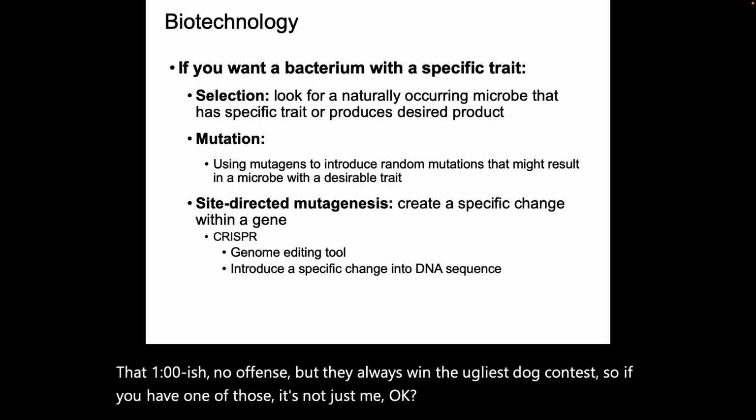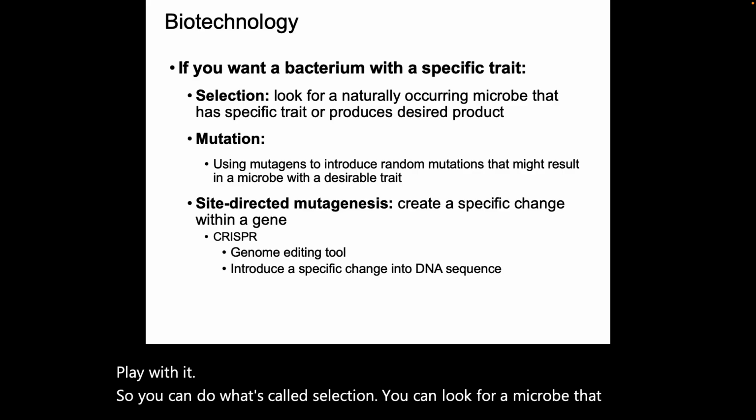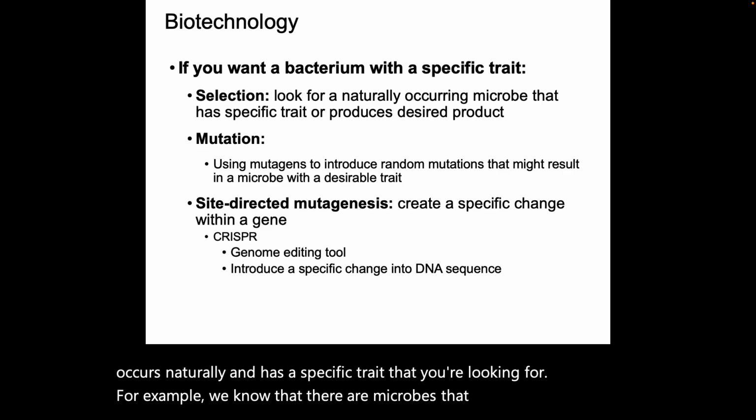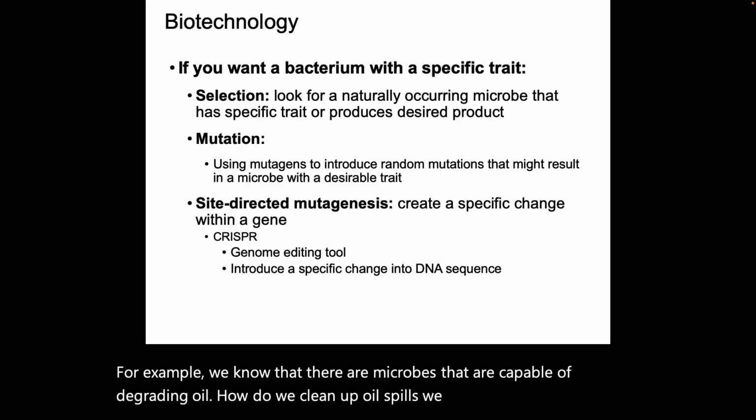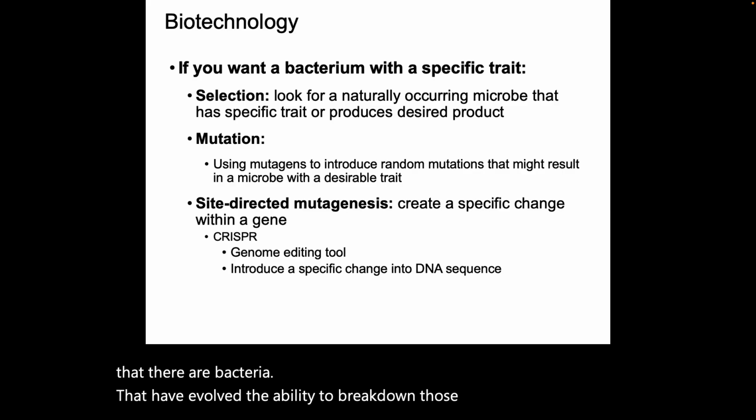So what do you do then if you find an organism that has a trait you want, and you want to play with it, let's say? You can do what's called selection. You can look for a microbe that occurs naturally and has a specific trait that you're looking for. For example, we know that there are microbes that are capable of degrading oil. How do we clean up oil spills? We use bacteria. We know that there are bacteria that have evolved the ability to break down those types of hydrocarbons.